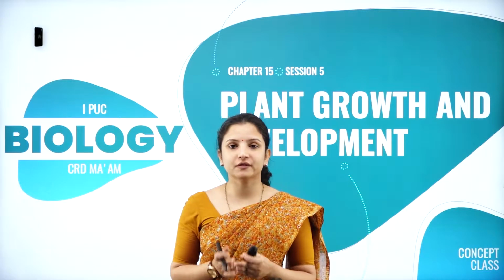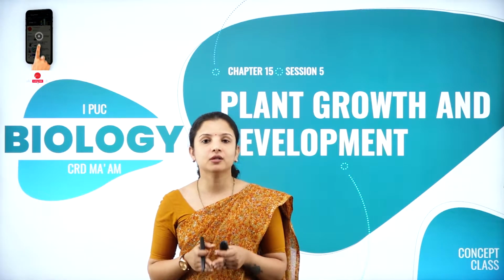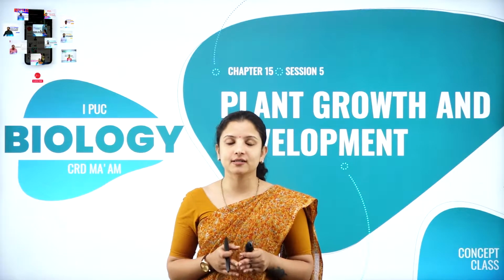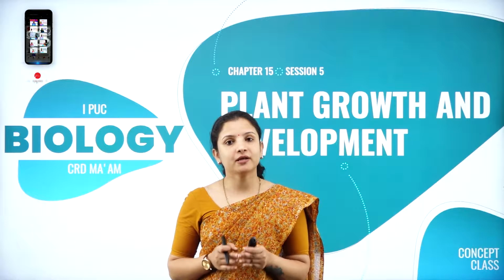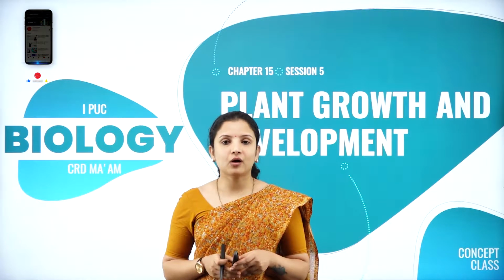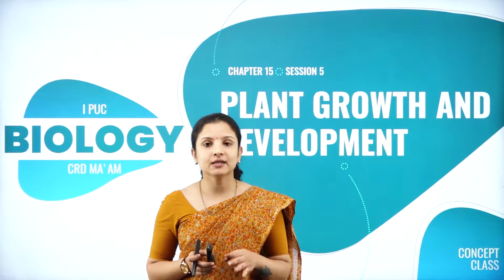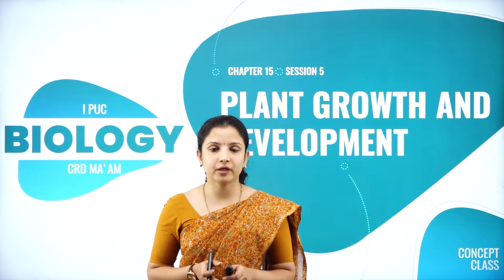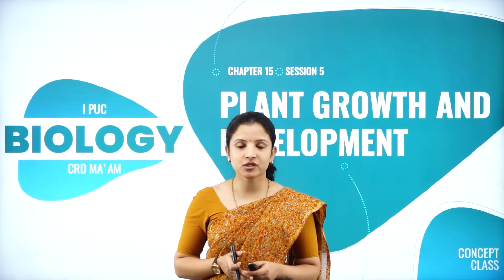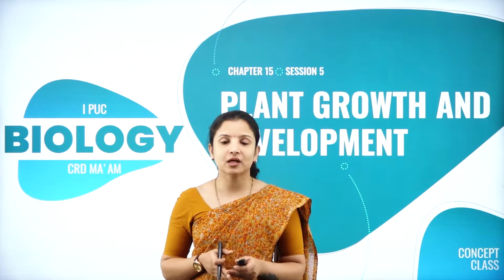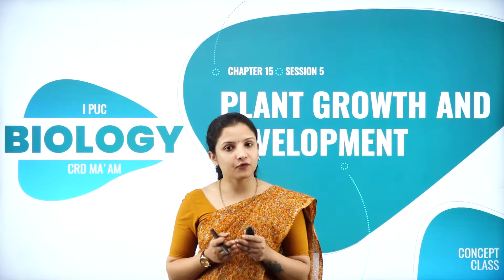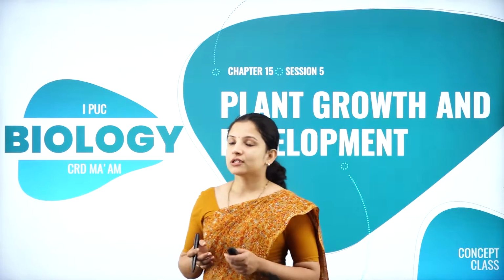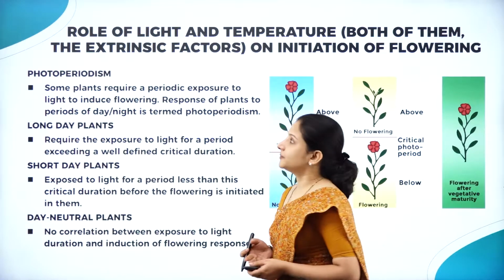In the previous session of this chapter, we had discussed the important role of various hormones or plant growth regulators in the overall physiological development of the plant. We discussed the role of auxin, gibberellin, cytokinin, ethylene and abscisic acid on the overall development of the plant. In today's session of this chapter, we shall discuss three important concepts, that is photoperiodism, vernalization and seed dormancy. So let's study photoperiodism.